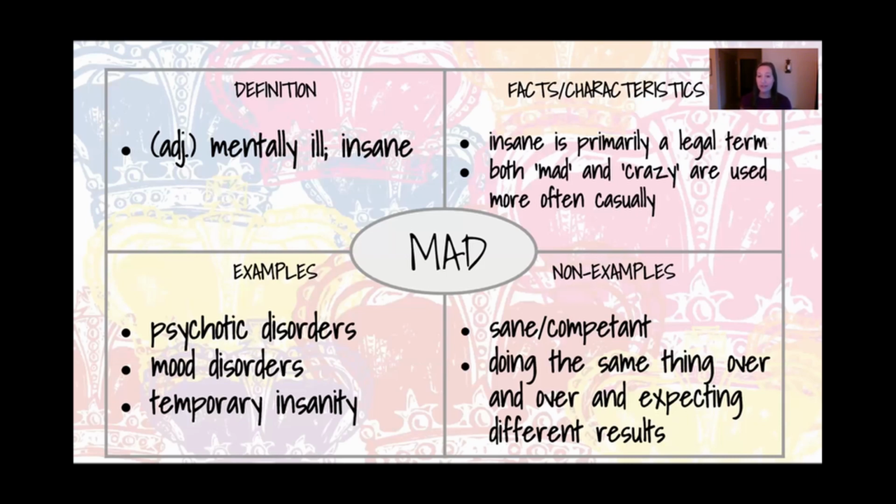Some non-examples, so kind of the opposite, that would be somebody who is sane or competent. Again, looking at that insanity defense, this would be the opposite. If you were competent, that means you know what's going on and you know the crime that was being committed. Also a non-example, doing the same thing over and over again and expecting different results is not actually the definition of insanity, though that is a common phrase that people use, but that's not actually what the definition is at all. So that's actually a non-example of being mad or insane.